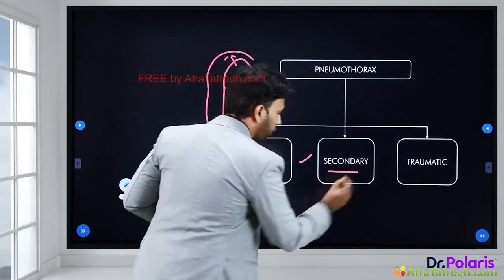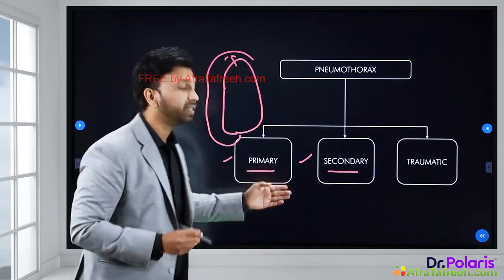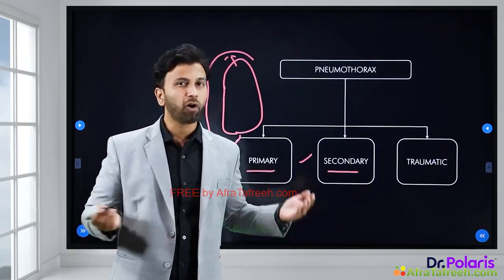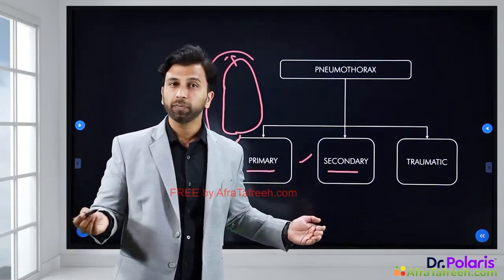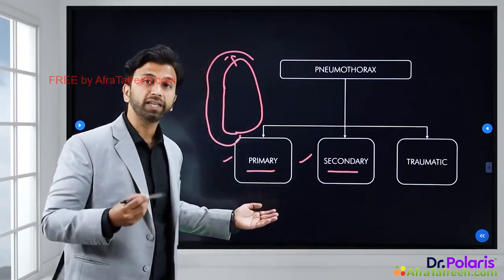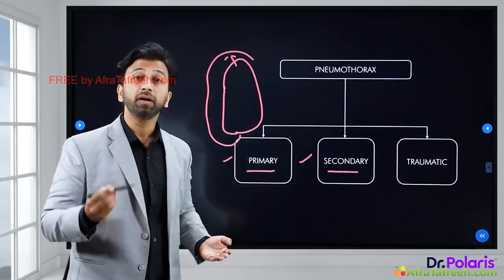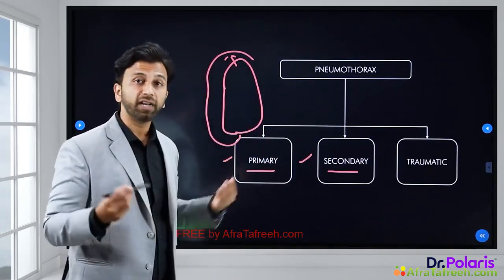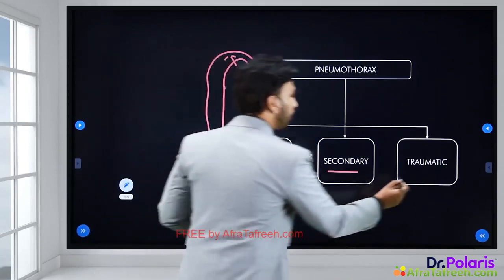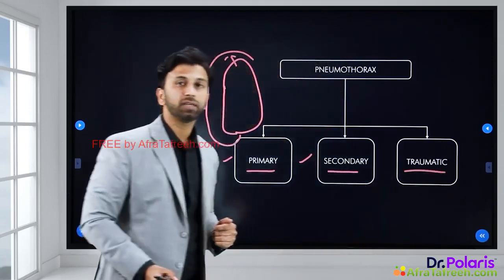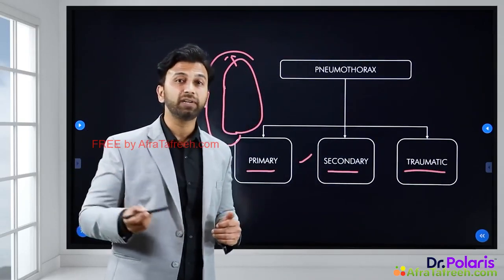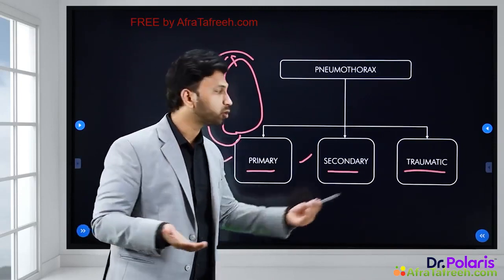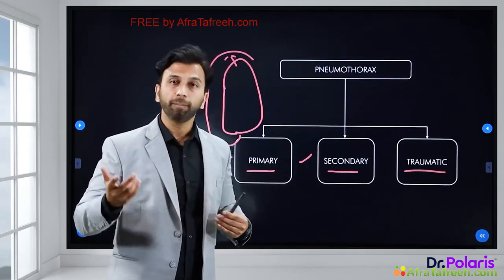Now, what is secondary spontaneous? Secondary spontaneous means here there is already an established lung disease, usually COPD or tuberculosis or asthma or bronchogenic carcinoma. These individuals who already have an established lung disease develop a pneumothorax. There is an escape of air because of a rupture of the affected alveoli. And the third variety is a traumatic pneumothorax. Here, there is a collection of air in the pleural cavity either because of a chest wall trauma or iatrogenic trauma, either because of surgery in the thoracic cavity or biopsy.